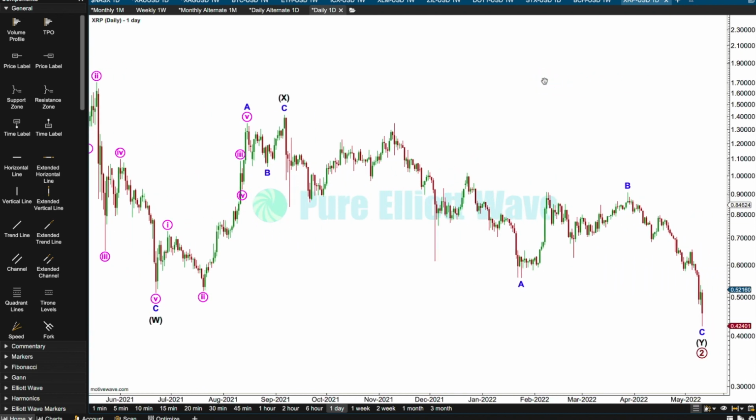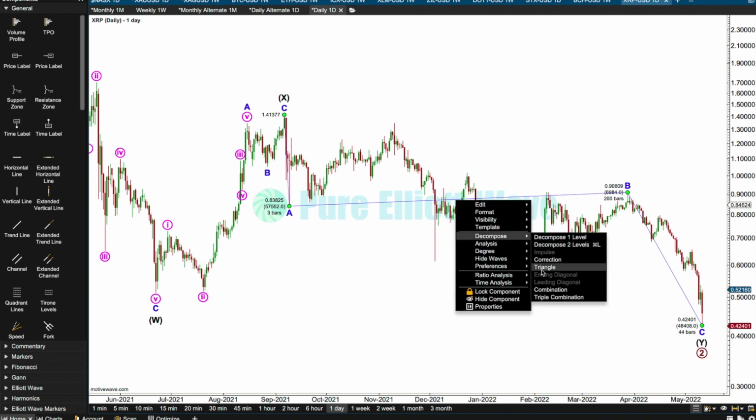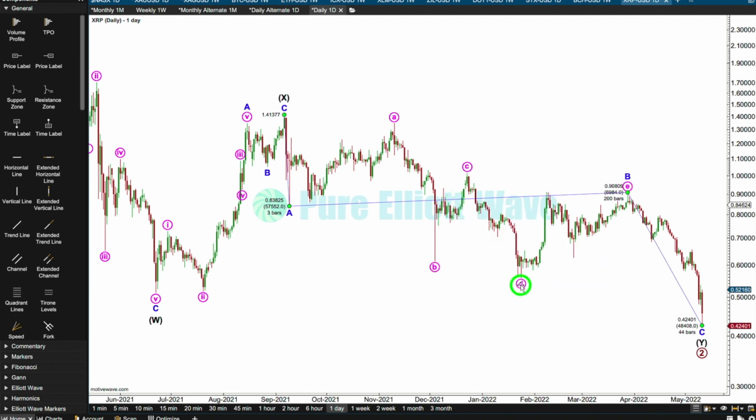I'm just trying to see if there could be a triangle. A, B, no, there's no triangle in there. Can I have A? Oh, okay. Well, maybe. Looks a bit odd, but no, not like that.